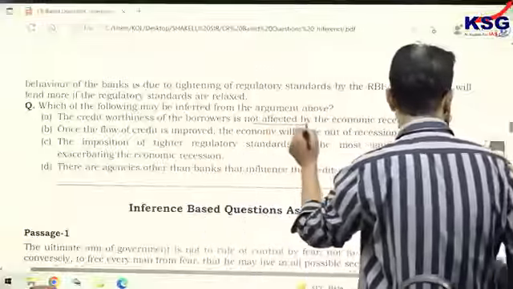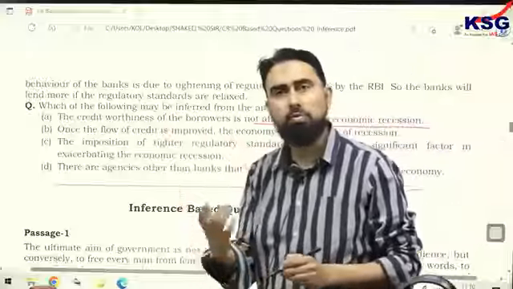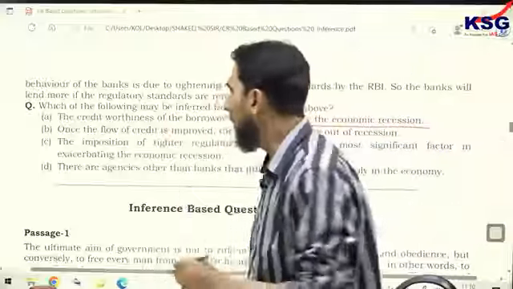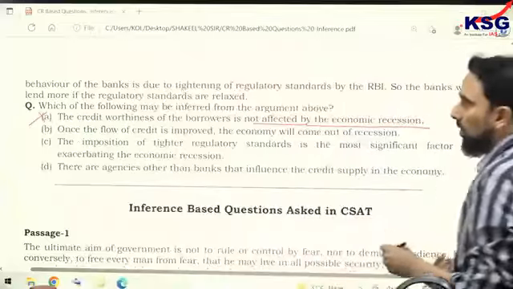So when you go to the options, option A: the creditworthiness of the borrowers is not affected by the economic recession. It is going opposite to the passage, because the creditworthiness of borrowers was affected because the banks were not lending money. So A cannot be an inference. It seems to be anti-inference.